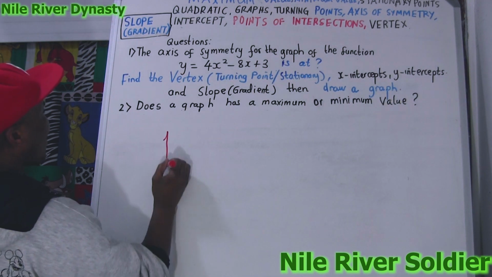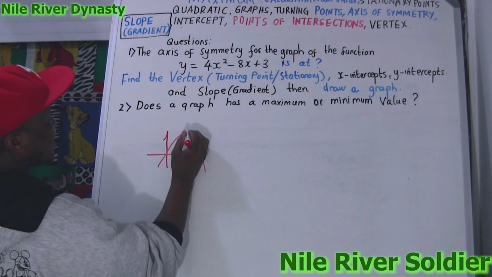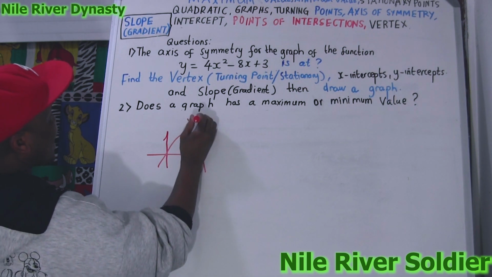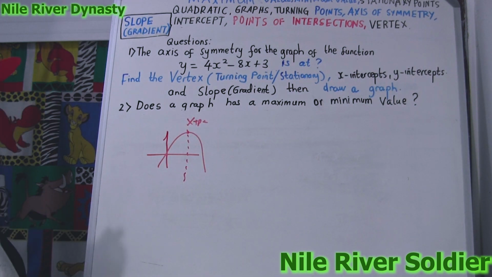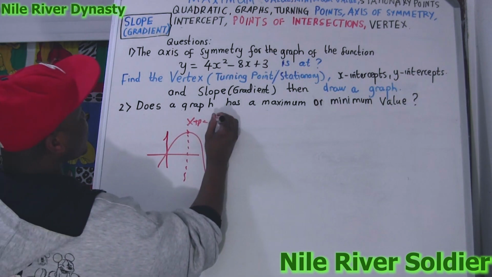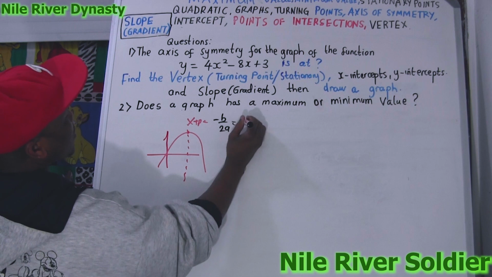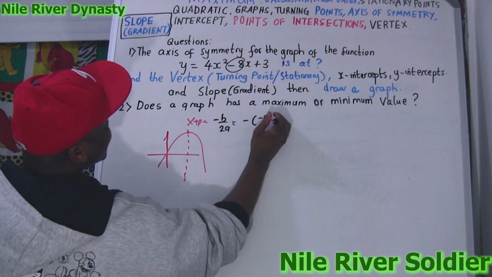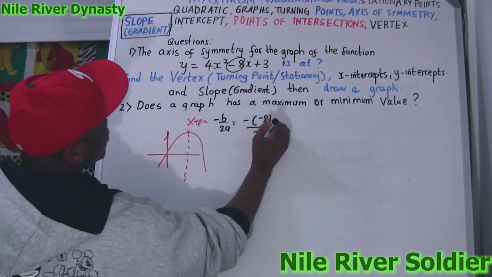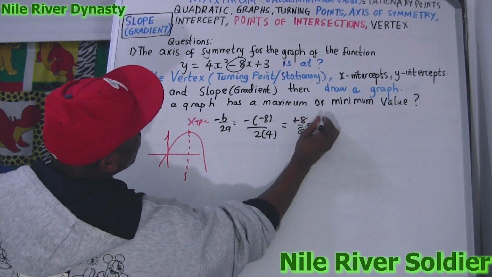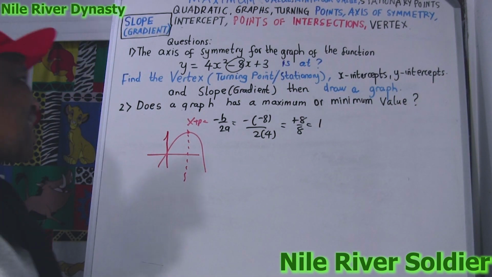Axial symmetry means if I have a graph like this, these are tangent planes, it's axial symmetry, because it's just like x at tangent point. That's the axial symmetry. So axial symmetry is equal to negative b over 2a. So negative, what is b? b is equal to negative 8, so negative 2 times a, a equals 4, so negative positive 8 over 8, this is going to be equal to 1. So axial symmetry is at 1.